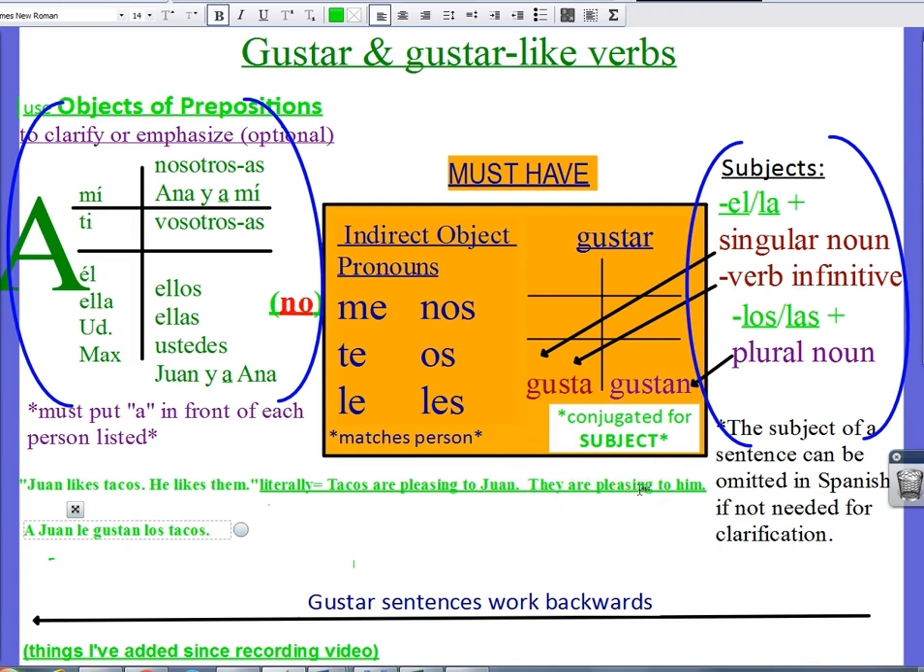And you might think to yourself, well, ellos gustan. But again, we work backwards. And if you remember from your possessive notes, if you're talking about inanimate objects, we don't say ellos. So all I need is an IOP and a form of gustar. If they are pleasing to Juan, gustan, and they're pleasing to him, le. Le gustan.